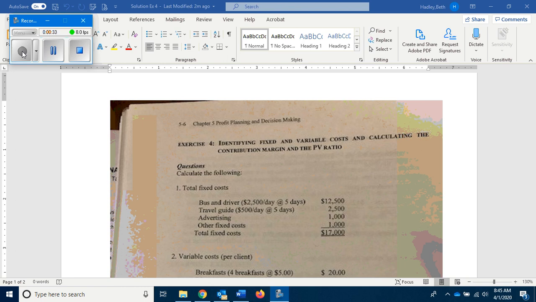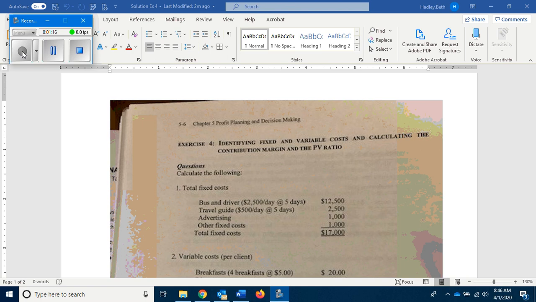So the bus and driver is 2,500 per day. And remember, they're breaking it down per day because this travel tour company does different length trips. They could modify this if they decided for it to be a 7-day trip, and figure what the fixed cost would be if it was a 7-day trip or a 10-day trip or a 3-day trip. But in this case, it's a 5-day trip. So we need to look at bus and driver at 2,500 per day and a 5-day trip.